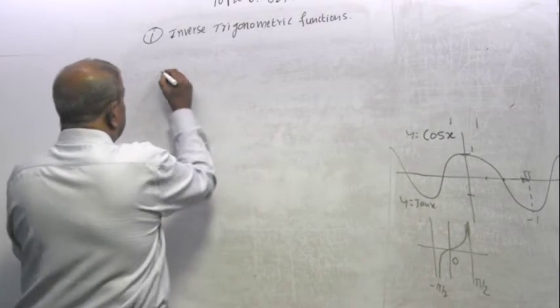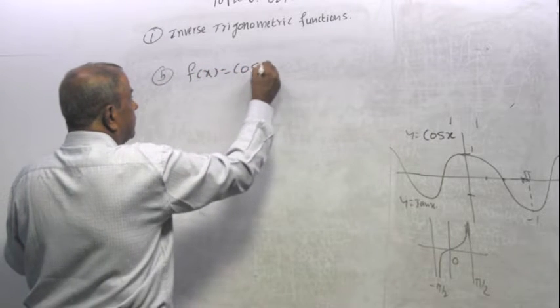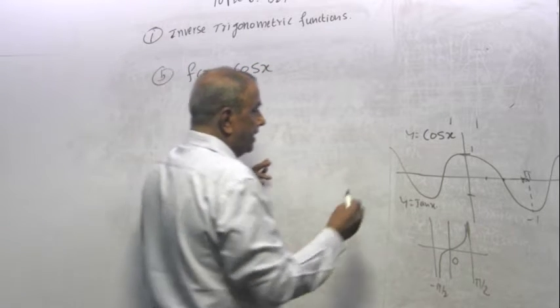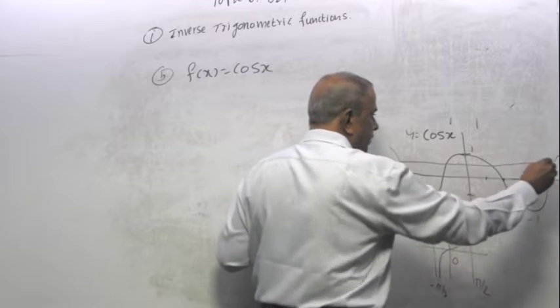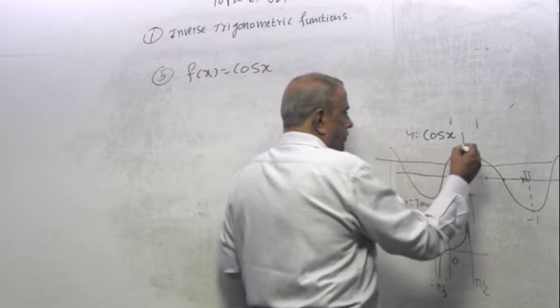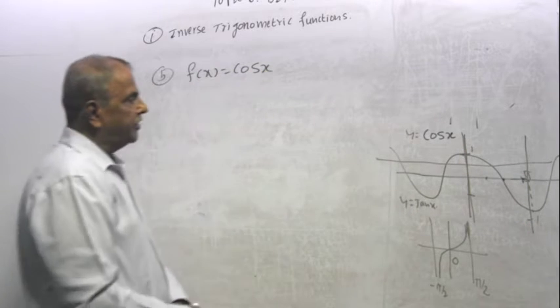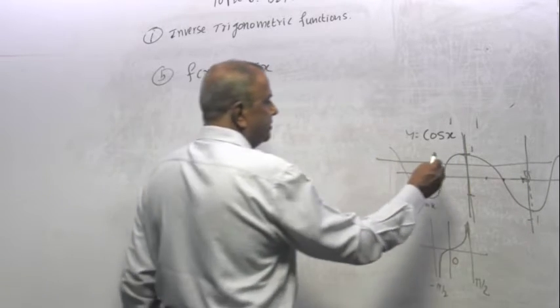So now the second one is f of x equal to cos x. Then again, same problem with cos x. Whereas if I were to restrict this from there to there, you can see it becomes 1 to 1 in this region.